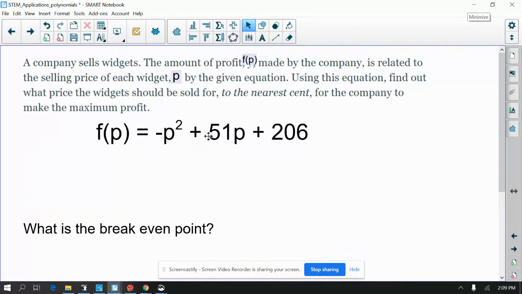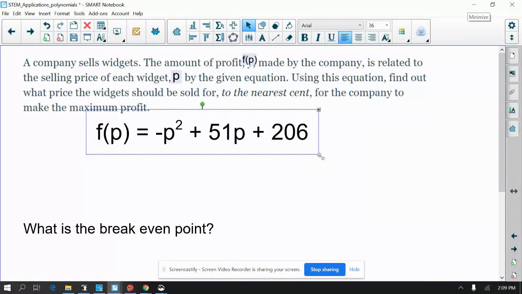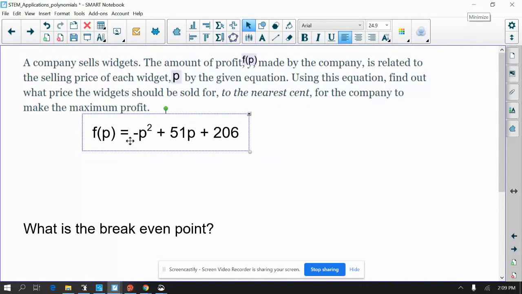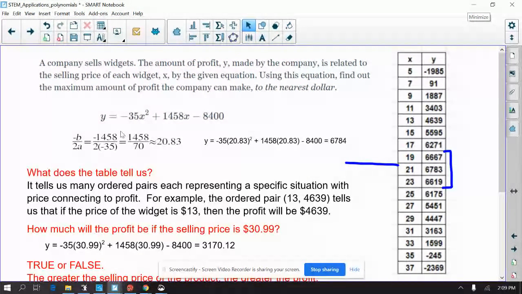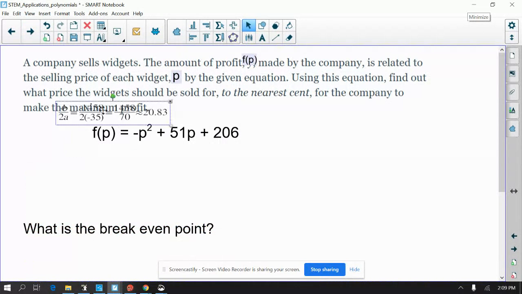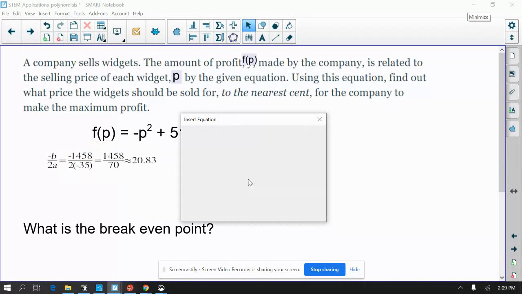So this is a 2-in-1 deal. First, I need to find what I should sell, what P should be, so that I have the maximum profit. So that's, again, negative b over 2a. And in this case, b is 51, so it's negative 51.